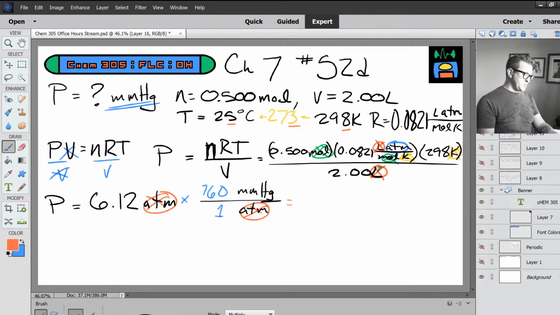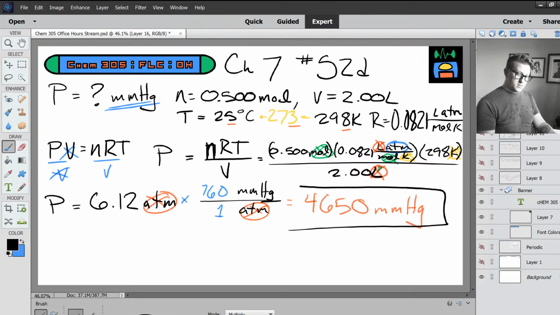So 6.12 times 760 is 4,651, but we can only keep 3 sig figs, right? So 4,650 millimeters of mercury is our correct answer, with the correct sig figs and the correct units. All right, so that is the answer to Chapter 7, number 52D.